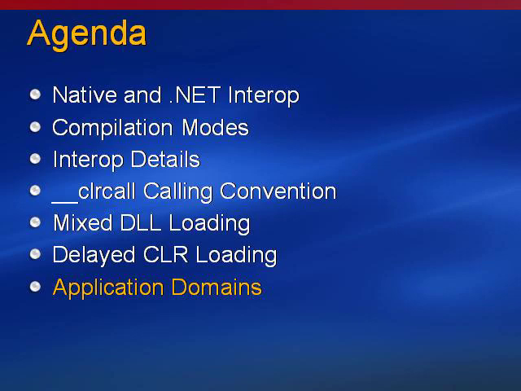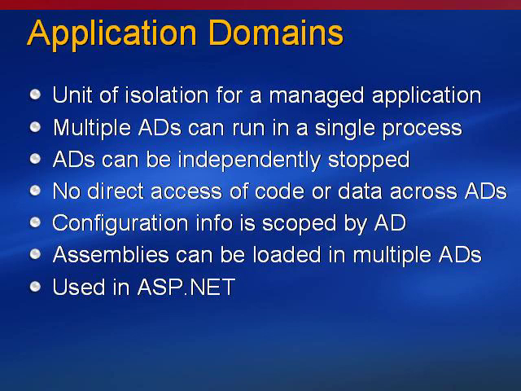So the last thing we'll be talking about is application domains. Application domains can be thought of as kind of like a managed process that exists within a process. You can have as many of them as you want within that single process. They can be independently started or stopped. You can't directly access the code or data of one app domain from another app domain without using a remoting API, which actually looks a lot like inter-process communication.